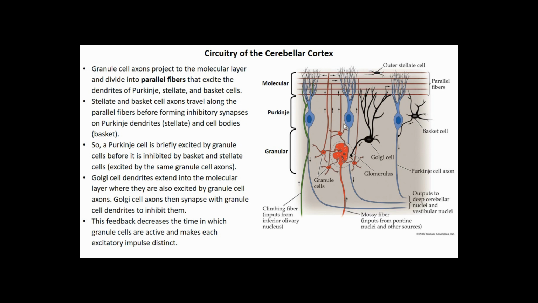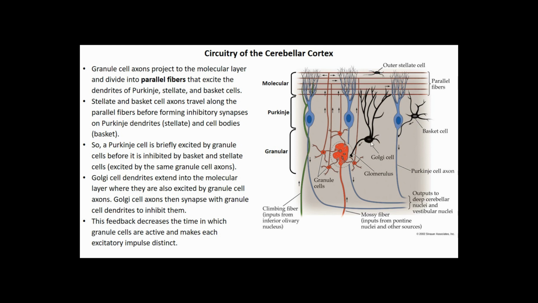So again, we have a quick stimulation followed by inhibition, resulting from these granule cells stimulating the stellate cells and the basket cells to then inhibit those same Purkinje cells. So quick on and off.